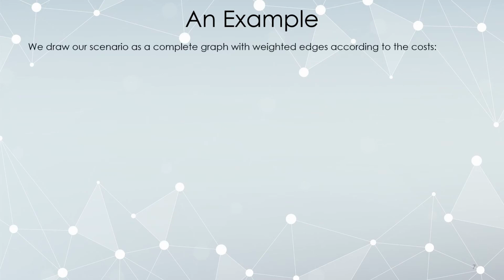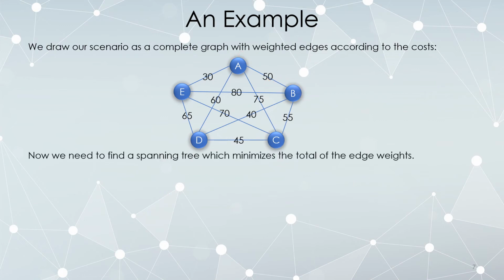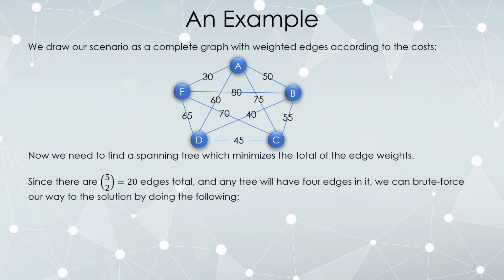So we're going to draw that scenario as a complete graph with edges weighted according to the costs from the previous chart. Here are the 5 data centers, A through E, and the various costs from that chart on the labeled edges. For example, constructing an edge between A and B costs 50. So can we find a spanning tree of this complete graph that minimizes the total edge weight?